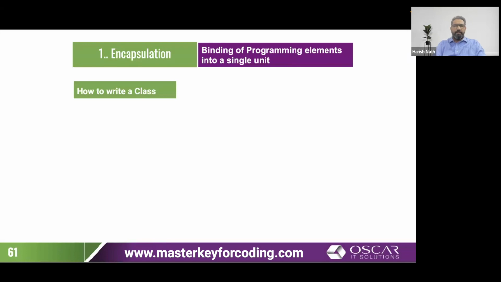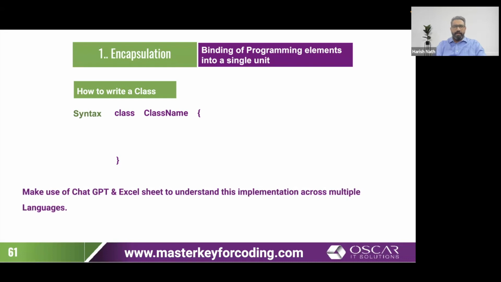Now, how to represent it on the system? How to write it? Back to syntax. Everything comes with syntax. So how do I build it? Class, class name, then its delimiters, demarcators. Where does it start and where does it end? So class, class name. The class name is going to be the new data type which we are going to create. Class is a keyword. Class name is an identifier which we will use. But hereafter, that class name is going to become a new data type.